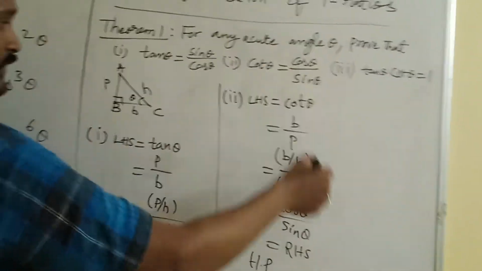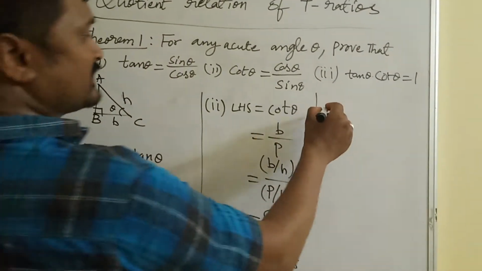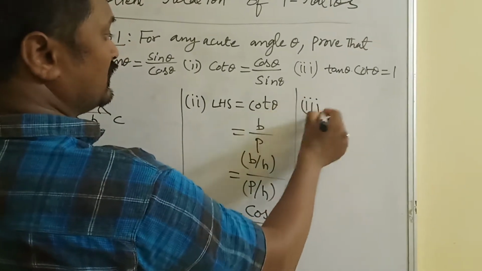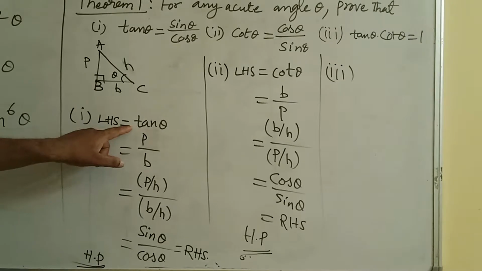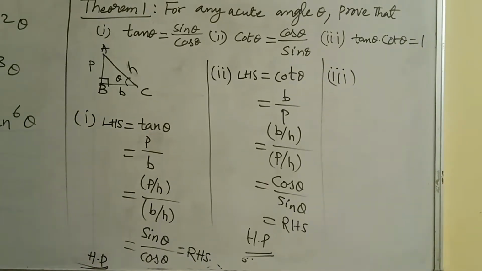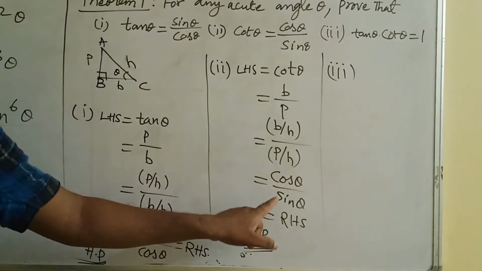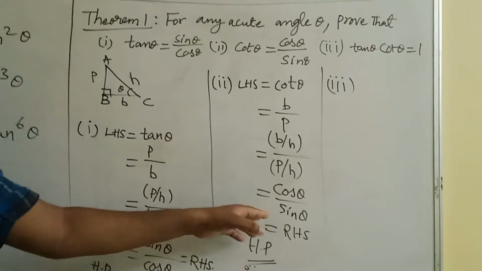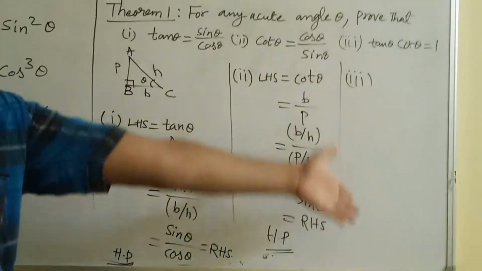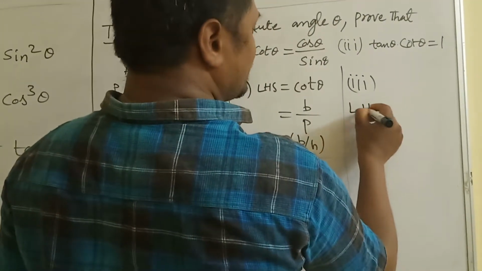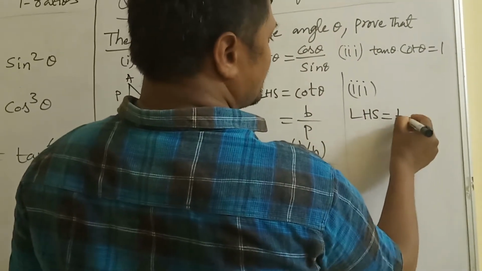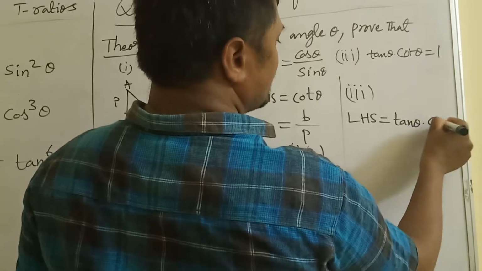So now we are going to the last one, that is the third one. From this you all understood clearly that tan theta means sin theta upon cos theta, and cot theta means cos theta upon sin theta. Just substitute these values in the equation in problem number 3.